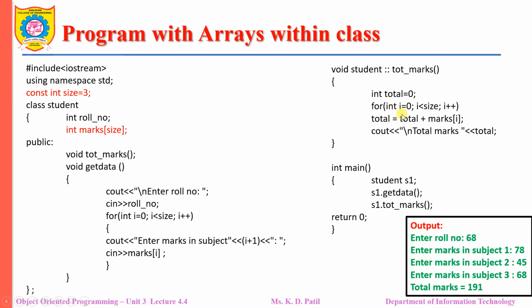After that i will get incremented. Now i is 1, so the array member marks of 1 will be accessed, and at array index 1 the marks of subject 2 are stored, which are 45. So that 45 will be added to 78 and the result will be stored in the total. In the same way, now my i is 2, so marks of 2, that is the marks of subject 3, which are at index 2, will be considered and added to the previous total. So I will get the total as 191.